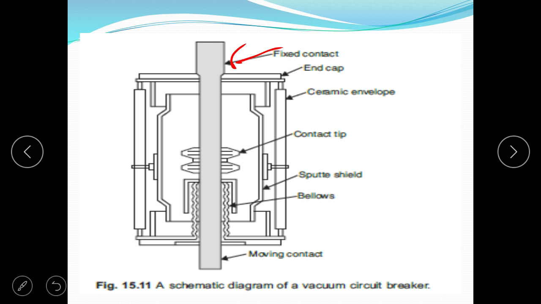So this is the fixed contact and contact rings, sputter shield, bellows and moving contact. Bellows are provided to provide the movement of the moving contact of the circuit breaker and also eliminate the other medium inside the circuit breaker contacts. Sputter shield is provided to maintain vacuum between the contact gaps.